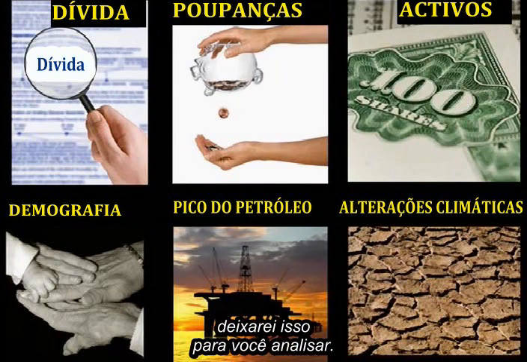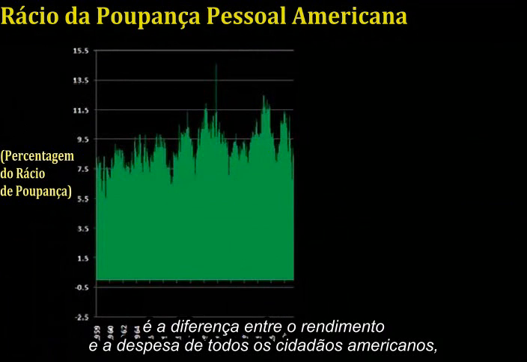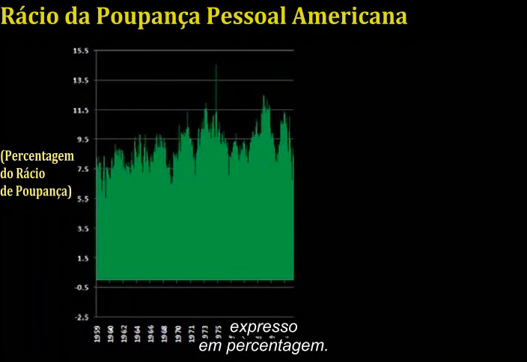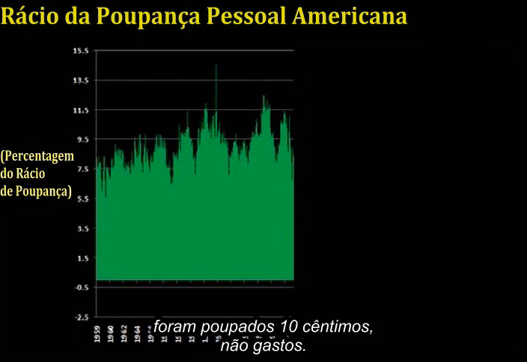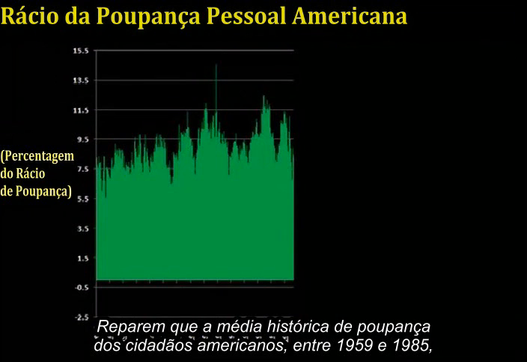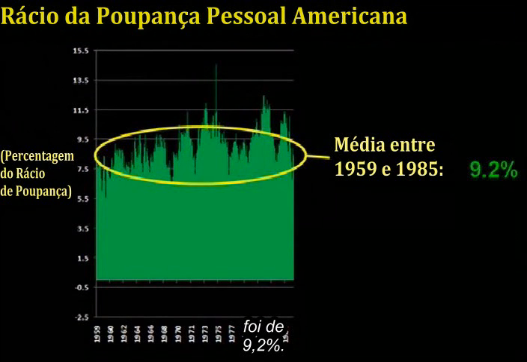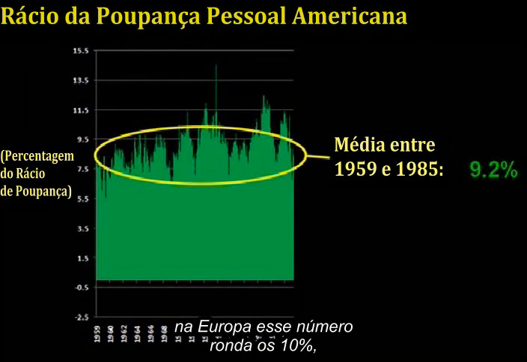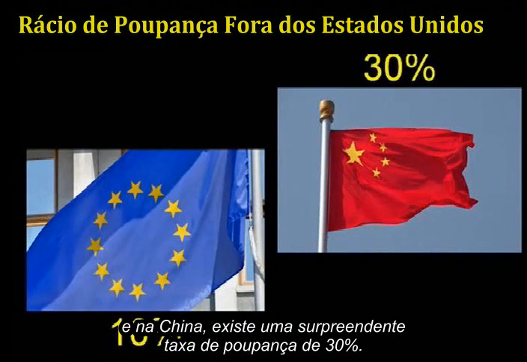This is a chart of the personal savings rate stretching back to 1959. The personal savings rate is the difference between income and expenditures for all U.S. citizens, expressed as a percentage. So a number like 10% indicates that for every dollar earned, 10 cents was saved, not spent. Note that the long-term historical average for U.S. citizens between 1959 and 1985 was 9.2%. For comparison, in Europe, that number is around 10%, and in China, a stunning 30% of income is saved.